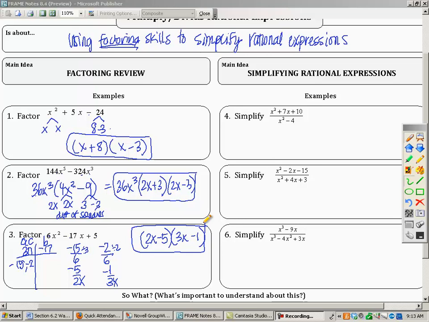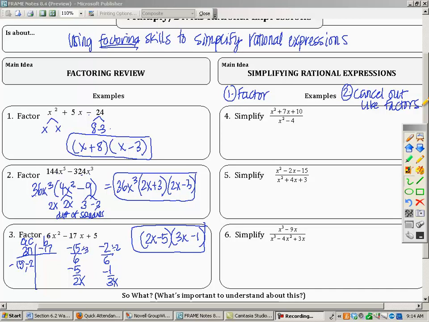What we want to do in order to simplify is we first want to factor, okay, and then the second thing we want to do is cancel out like factors. And what I mean by like factors is they have to be the same factor in the numerator and in the denominator. So let's take a look at number 4.